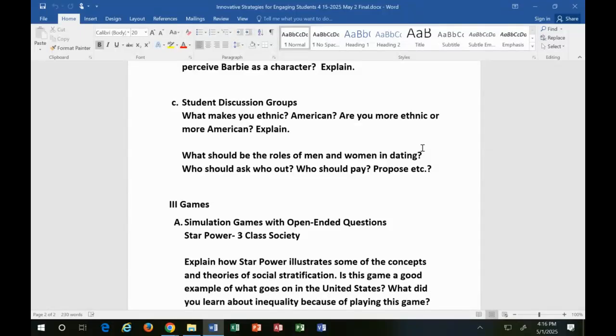Okay, the next point, like we were discussing earlier, student discussion groups. They always have some prompt like this. So there's a chapter on race and ethnicity. They talk about their own, what makes you ethnic? What makes you American? Are you more ethnic, more American? Explain. Obviously, it's a generational thing.